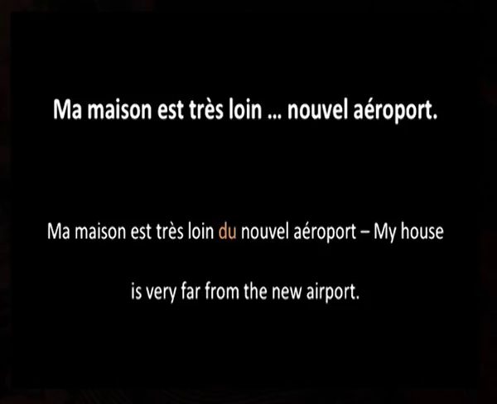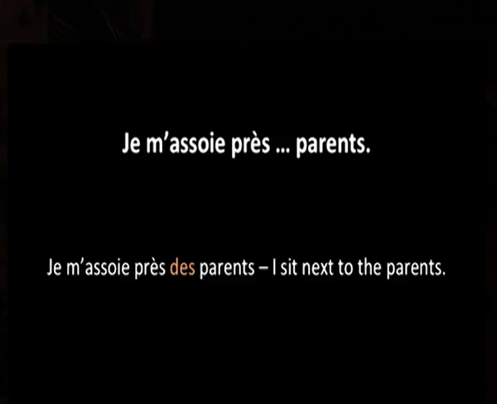Now let's do a short exercise. Fill in the blank with the right contracted article. Ma maison est très loin, blank, nouvel aéroport. Ma maison est très loin du nouvel aéroport. My house is very far from the new airport. Je m'assois près, blank, parents. Je m'assois près des parents. I sit next to the parents.